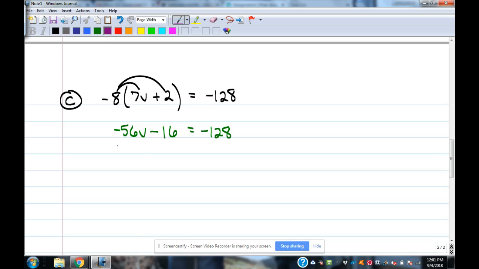All right, so we got two things over here and one over here. So that means this side's got too much stuff. We'll have to add the 16 over to get it with the 128. Negative 56v equals something. Negative 128 and positive 16. Subtract them, keep the sign of the bigger one. Negative 112.